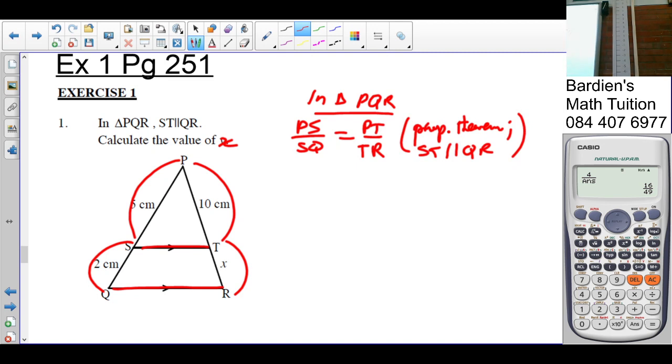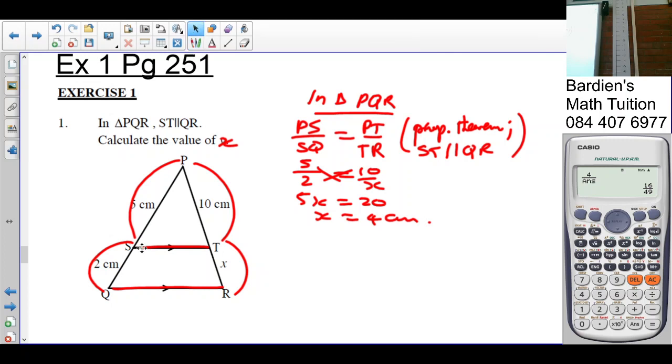So PS is going to be 5 over SQ, which is 2 over 10 over X. And from here it's just a matter of simplifying. 5x is equal to 20, X is then equal to 4 centimeters. You guys understand? Any confusion? No? Let's go to number 2.